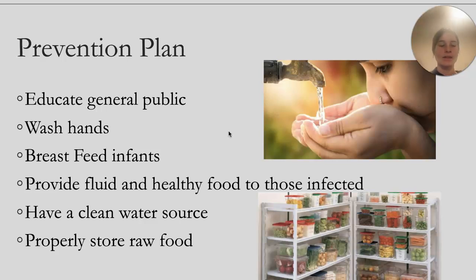For infants, if you're in an area where there's an outbreak like this, it's safer to breastfeed, because the mother filters that, and then you're not giving the infected water directly to the baby by mixing it with formula. Also provide healthy fluid and healthy food to those infected, so that will help them feel better and hopefully stop their diarrhea and stop the spread. Have a clean water source, so in those areas where the water's not clean, we need to work on making that better. And then properly store raw food.